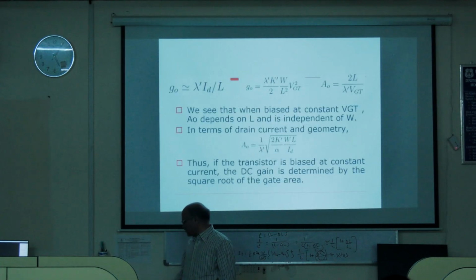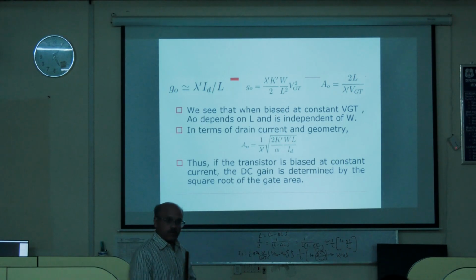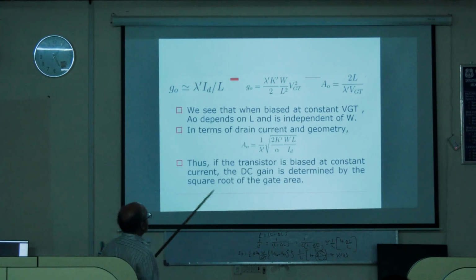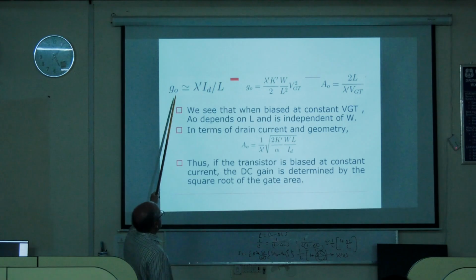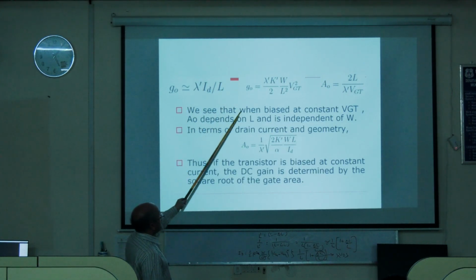Now if you are interested in evaluating the gain in all three modes, voltage bias, current bias, and so on, you should know what gm is in all three modes. And also you should know what g0 or r0 is in all three modes. So for all three modes we can evaluate what we call gm, g0 and r0.